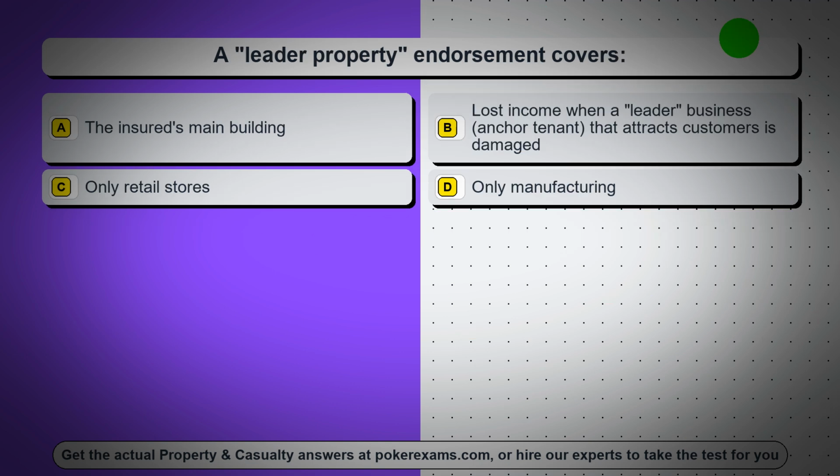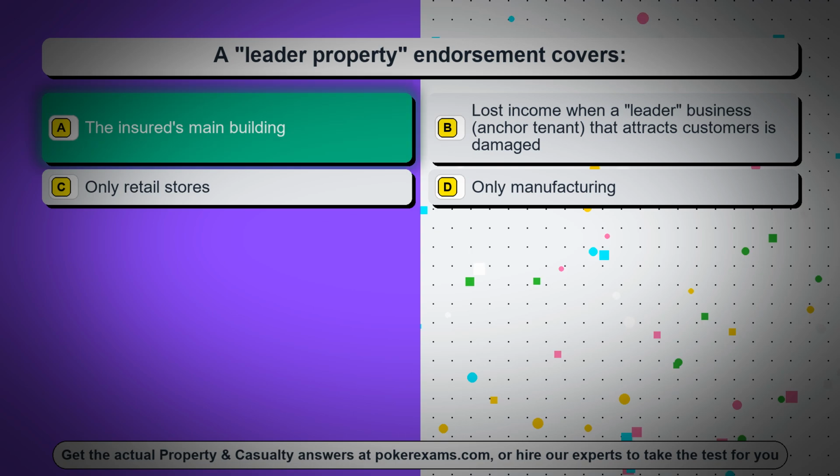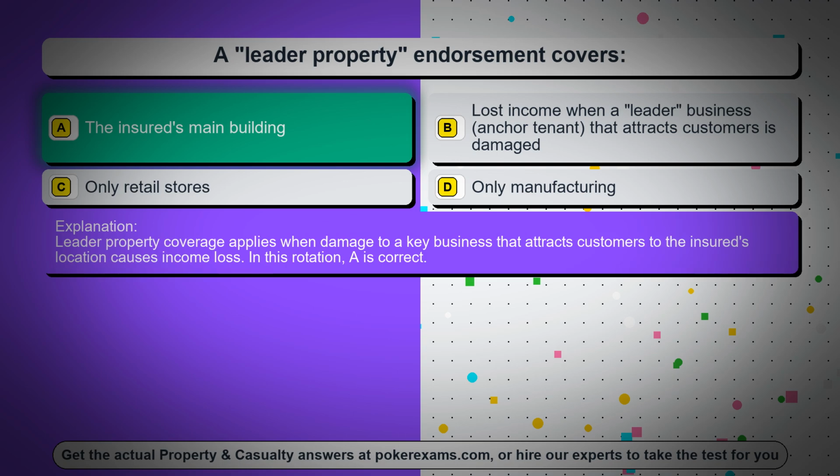Question 32. A leader property endorsement covers: option A, the insured's main building. Option B, lost income when a leader business, anchor tenant, that attracts customers is damaged. Option C, only retail stores. Option D, only manufacturing. The correct answer is option A, the insured's main building. Leader property coverage applies when damage to a key business that attracts customers to the insured's location causes income loss. In this rotation, A is correct.